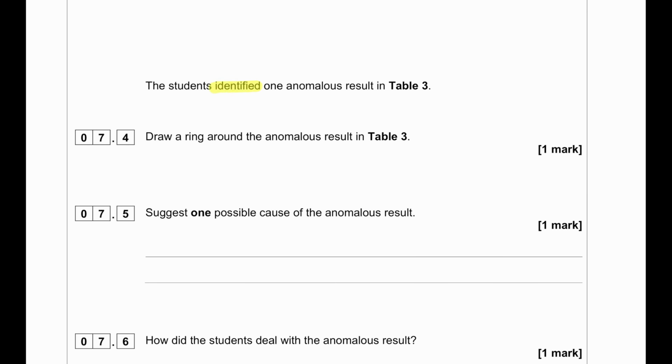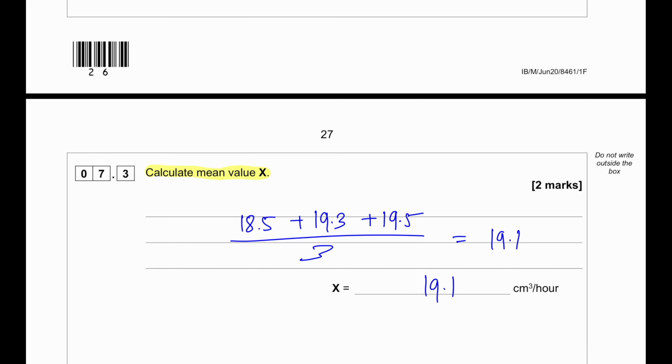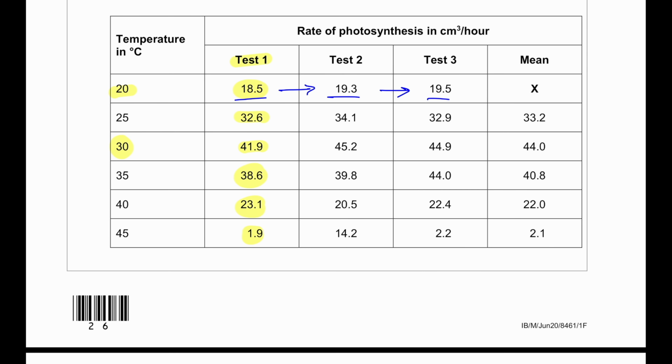The student identified one anomalous result in table 3. We have to draw a ring around that anomalous result. An anomalous result is a result that does not fit the trend. So we will look into all of the sets of data that we have, and we will see whether there is any data that does not match the trend. And when we find data like that, then we will simply take it out. So in this particular test, if you notice, at 45 degrees Celsius in test 2, we have 14.2, which does not match the trend. So this must be the anomalous result.